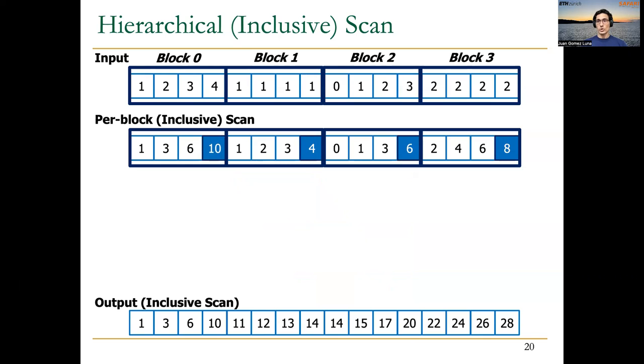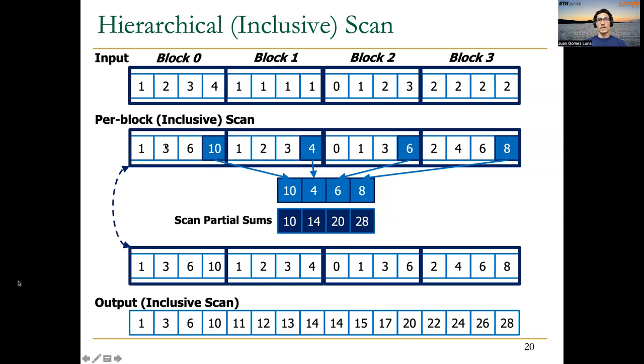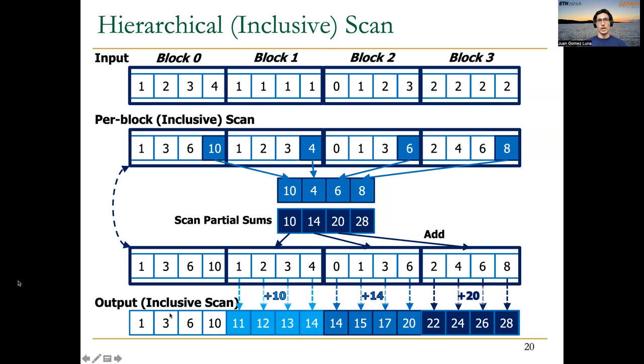one thing that we can do is to first take the last element that has been calculated by each block in the per block inclusive scan, put it in a smaller array, and then compute the scan of these partial sums. Now, we take the array with the intermediate results, and we propagate these offsets to each of the blocks that are going to add the corresponding offset to their own elements. And this way, we end up computing the final output array.